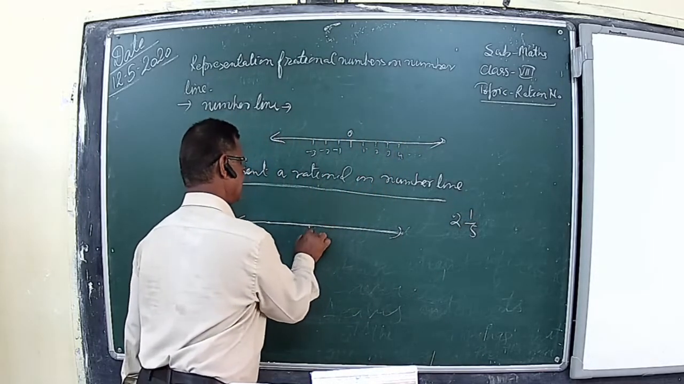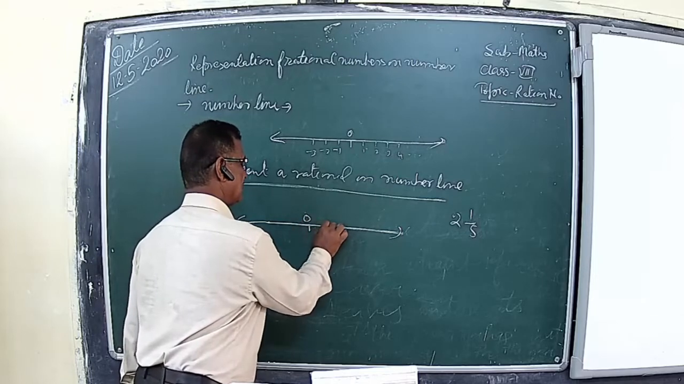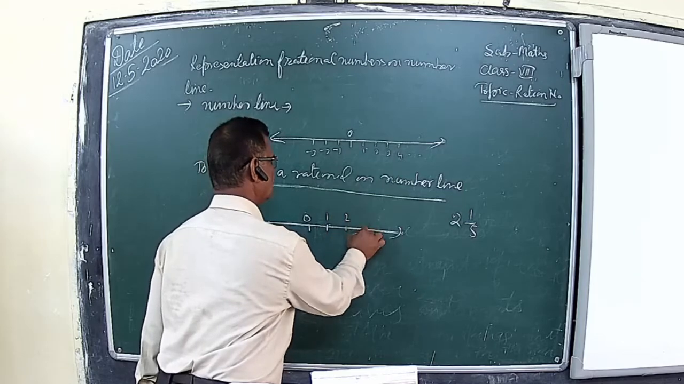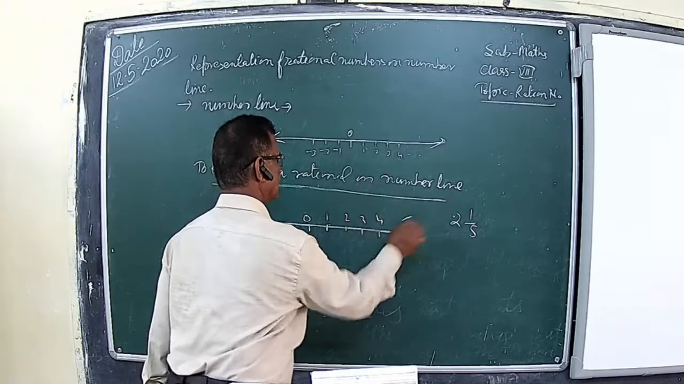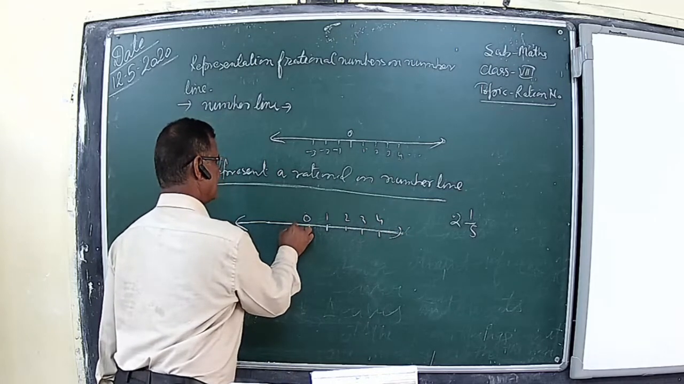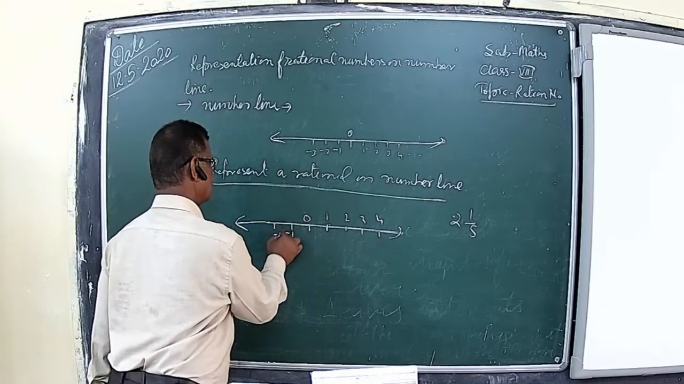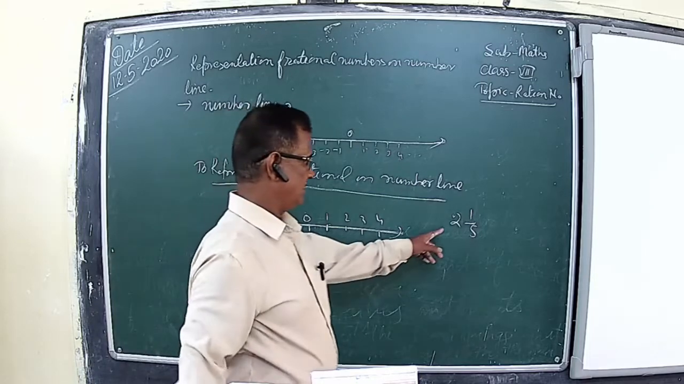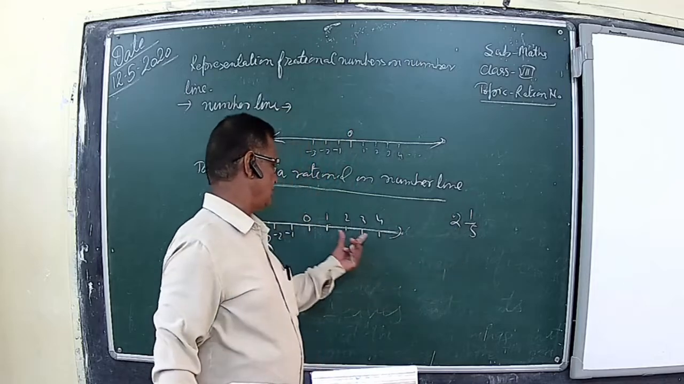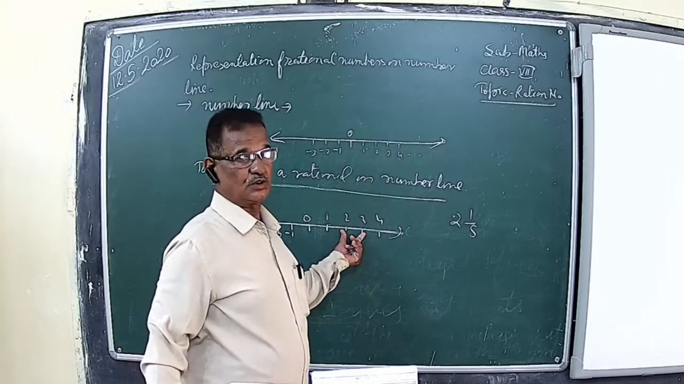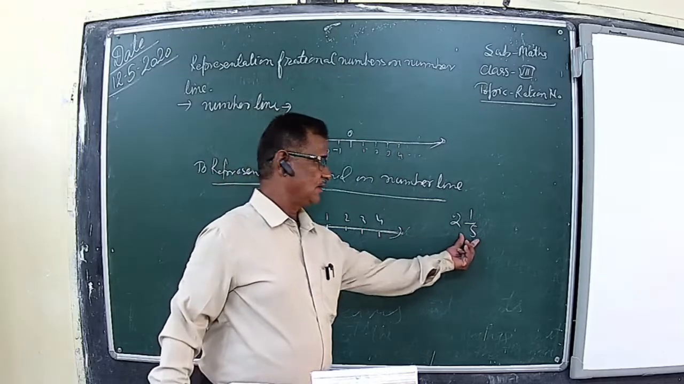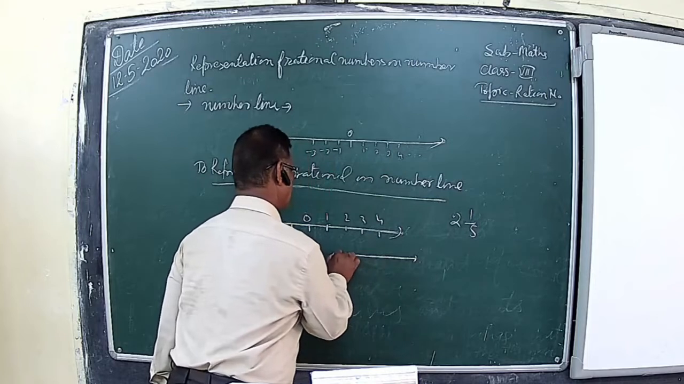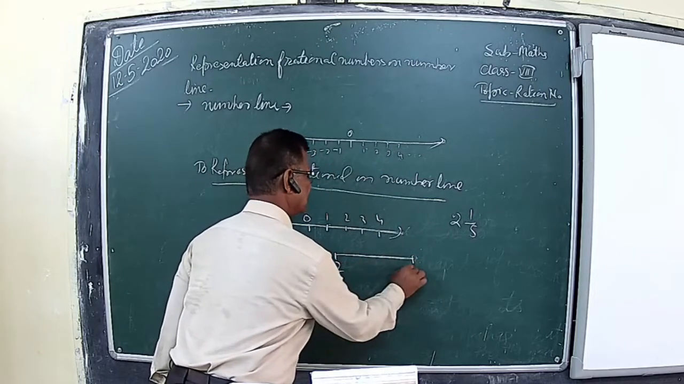So this is the number line. The middle represents 0. Right of 0 are 1, 2, 3, 4 etc. onward. Left side of 0 are -1, -2, -3 etc. Now see, this number lies between 2 and 3. So 2 and 3 are divided into 5 parts. Here is 2 and here is 3.